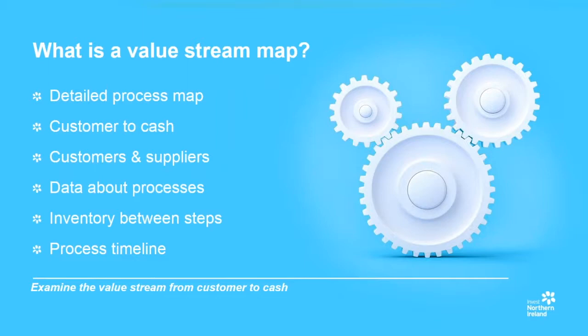A value stream map is a more detailed process map which looks at the entire process from the receipt of a customer order until you're paid for it, or from customer to cash. This type of map also includes details of your customers, suppliers, and the production control system you use in your business to process orders and communicate these to the different processes. Under each process step shown in the map, there will be some data about that step, for example, cycle time, equipment used, people involved, etc.